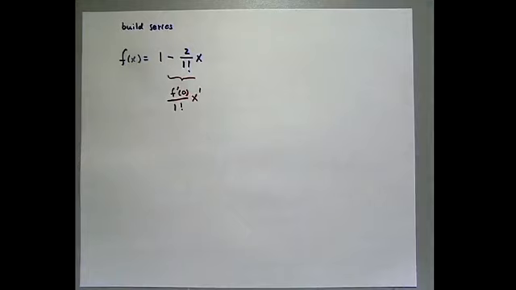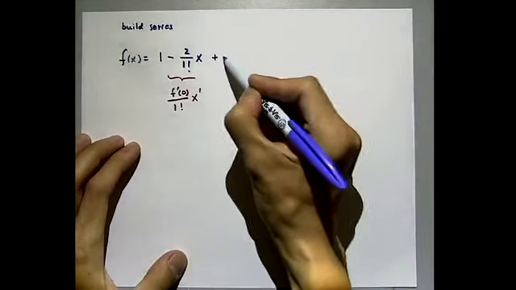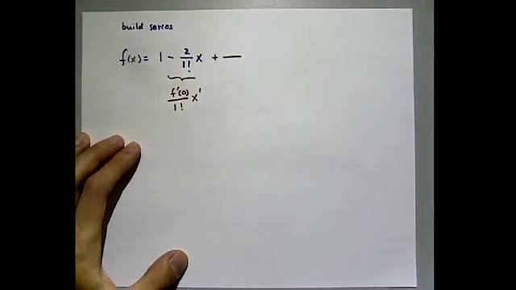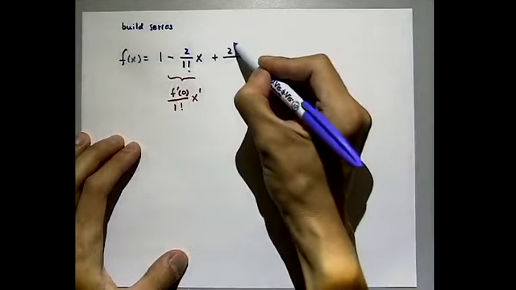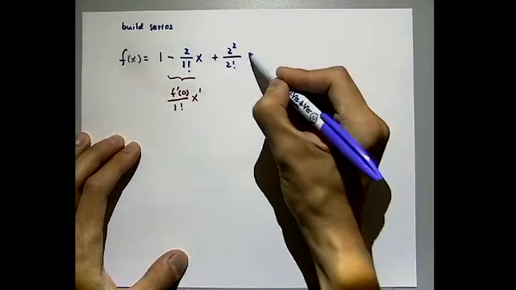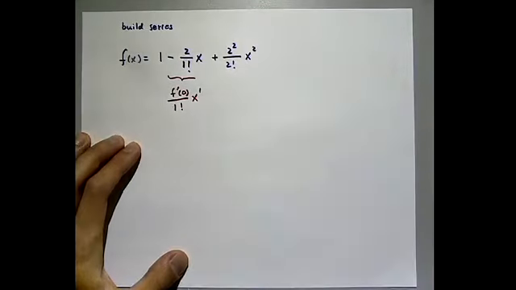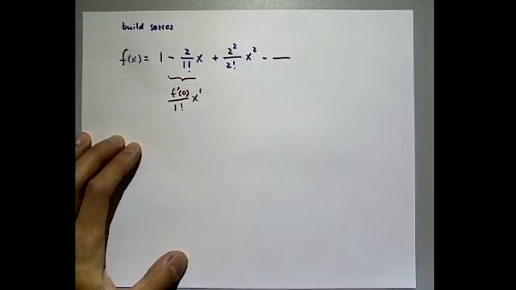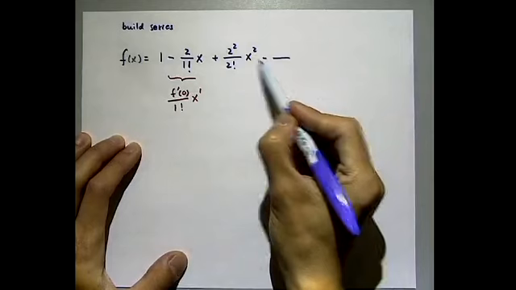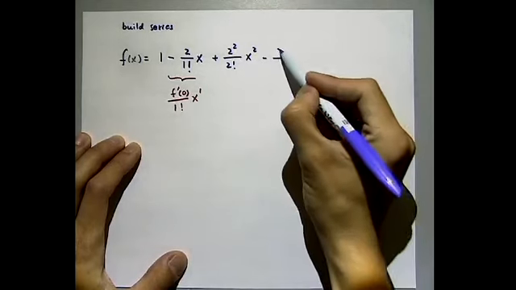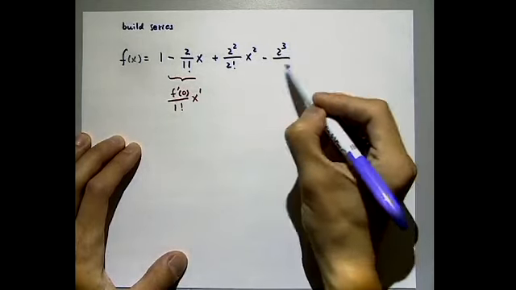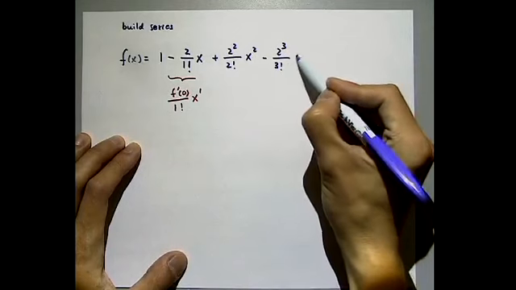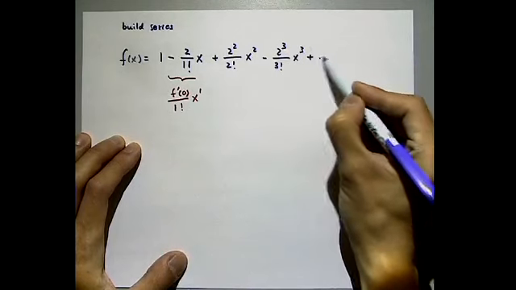Then f double prime, and that's plus 2 squared, 2 factorial x squared. And then f triple prime of 0, it's a negative, I'll put it here. And then upstairs is 2 cubed. Downstairs is 3 factorial x cubed, and so on.